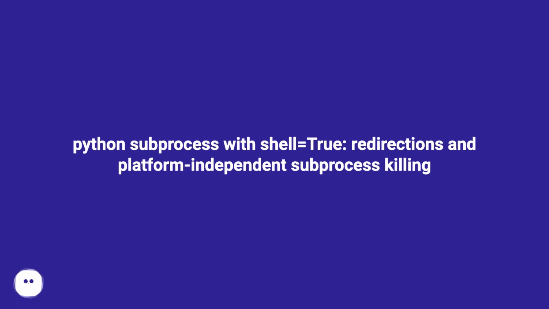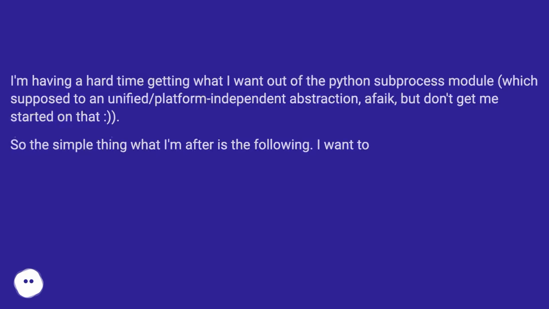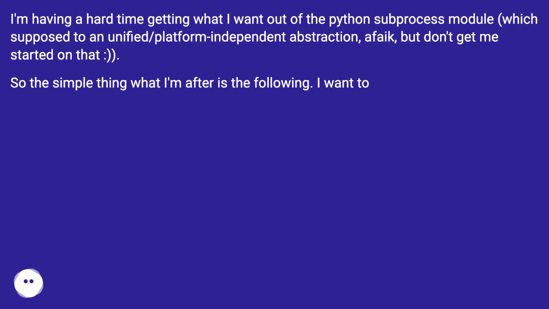Python subprocess with shell equals true, redirections and platform-independent subprocess killing. I'm having a hard time getting what I want out of the Python subprocess module, which is supposed to be a unified, platform-independent abstraction, as far as I know, but don't get me started on that, smiley face. So the simple thing I'm after is the following.